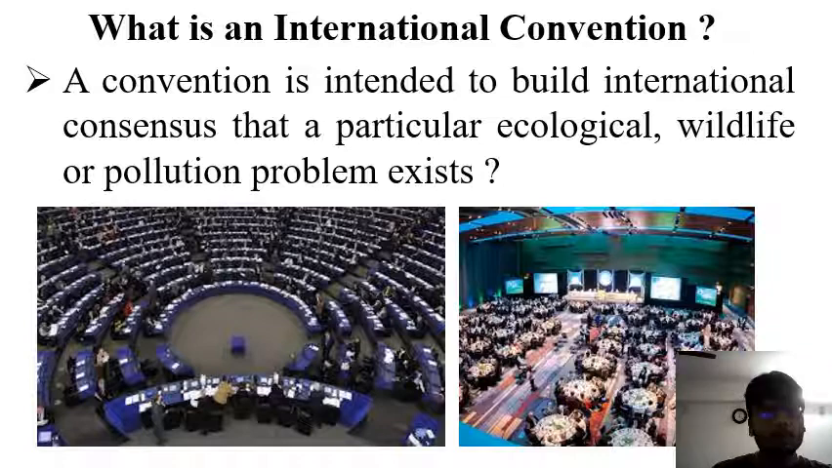So the definition is like this: a convention is intended to build international consensus that a particular ecological, wildlife, or pollution problem exists. In a political convention, political issues are the area of concern, or debatable. In a social convention, social issues are debatable, but in an environmental convention, environmental issues are debatable. So whether it is an ecological problem, wildlife problem, or pollution problem.